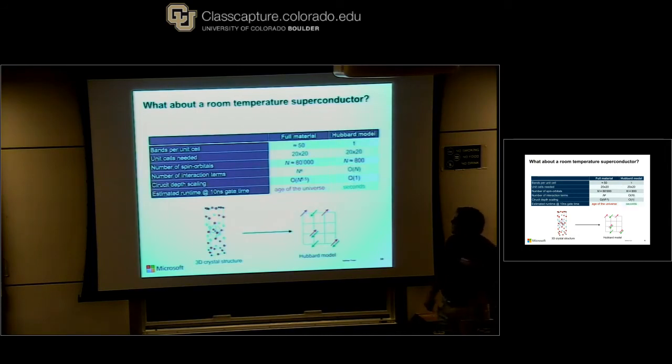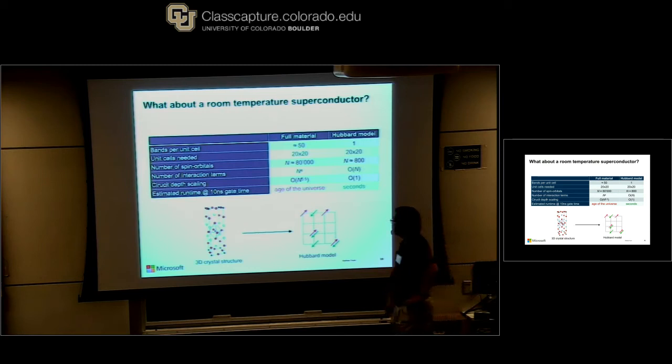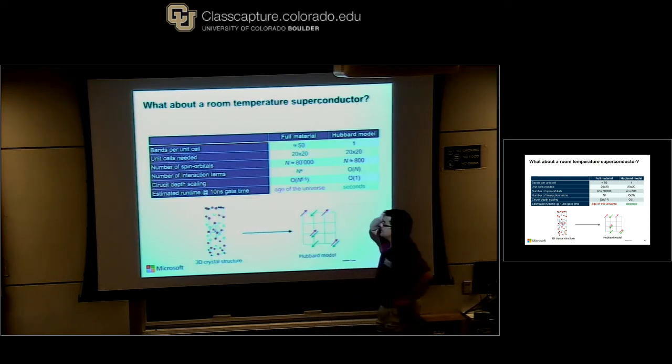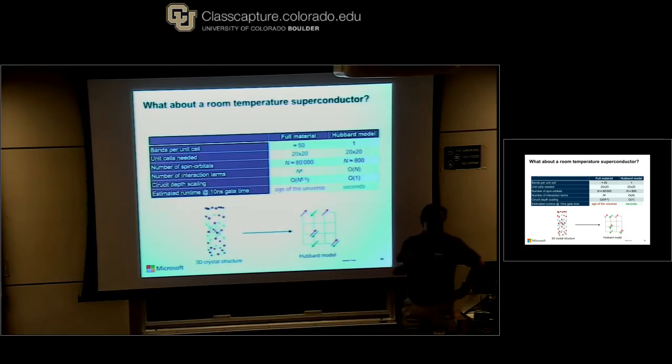The scaling looks nice. And I take a system of size 20 times 20 for the Hubbard model. I have about 800 terms. I can apply them all in parallel. The circuit depth scaling is about constant. And the runtime to solve it, if I had a gate time of 10 nanoseconds, is about a second. If it's slower, like if it's milliseconds, it's still not more than 1 hour. So that is totally doable.